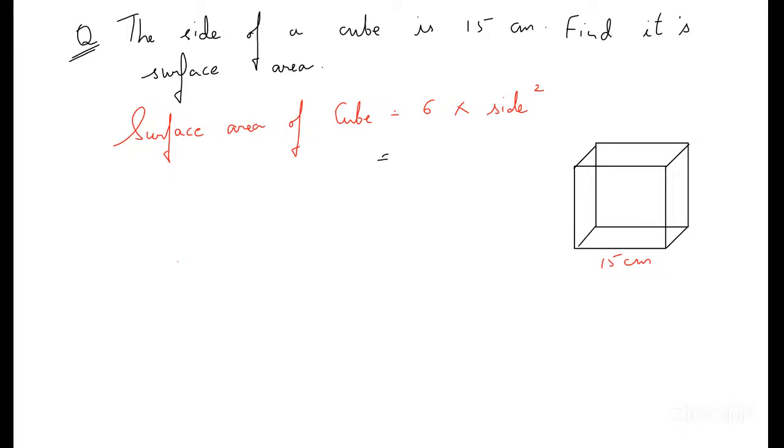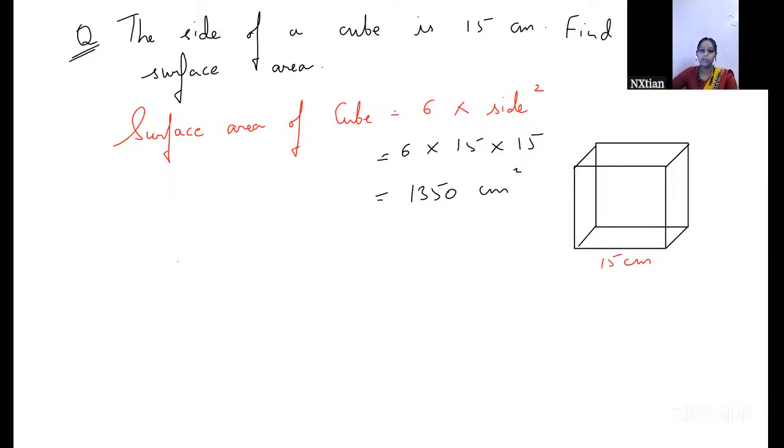Zara, are you getting it? Yes, ma'am. 6 into 15 is the side into 15, that is the square of the side. We will get 1350 centimeter square. Okay. Done, everyone? Shall we move on to the next question?